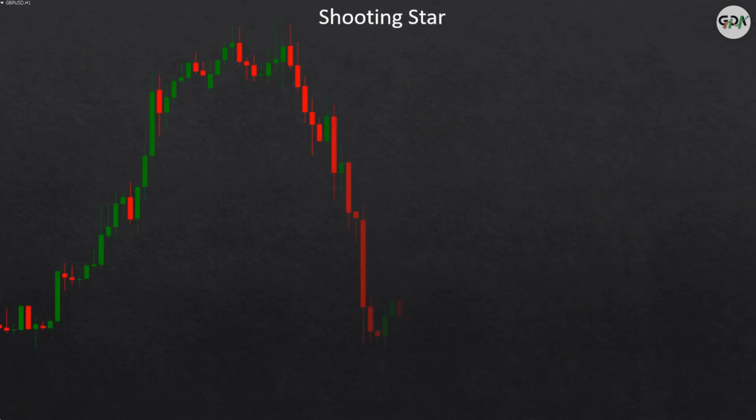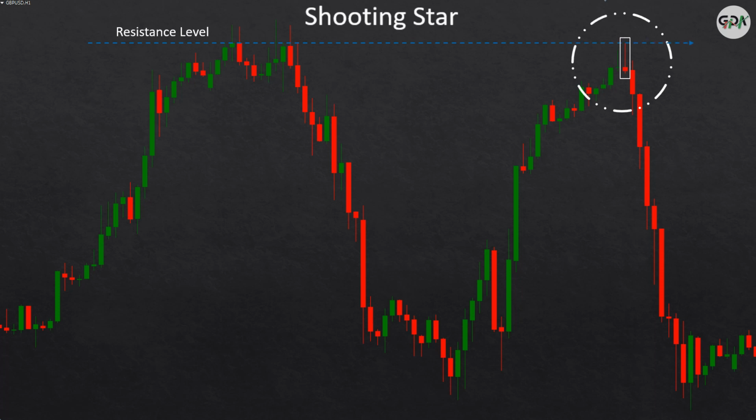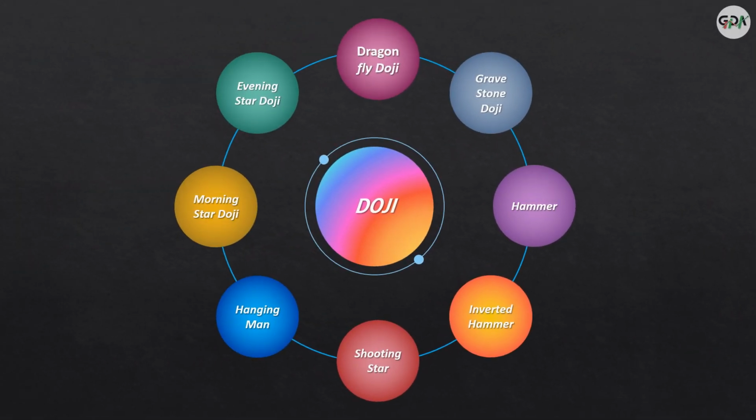Guys, this is another example of shooting star formation. Here, we see the shooting star formed at the resistance level by rejection of higher price, and the direction is down. Let us understand the characteristics of another type of doji, the hanging man.